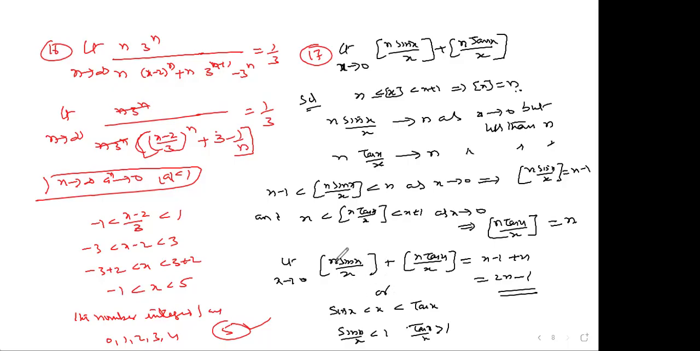Less than 1. Less than 1 means what? You will get n minus 1 here. Right? N minus 1. Simple, easiest way. N minus 1 here, and tan x by x is there. This becomes what? More than 1. 1 point something. So what will you get here?